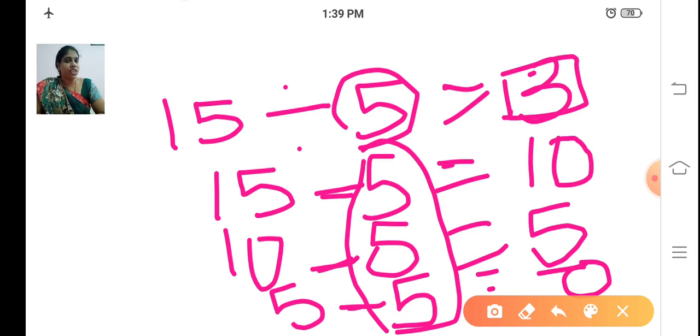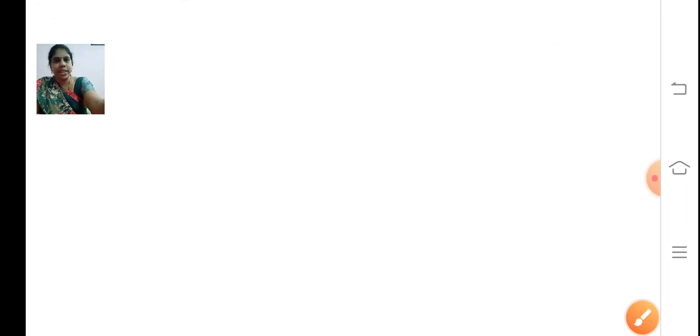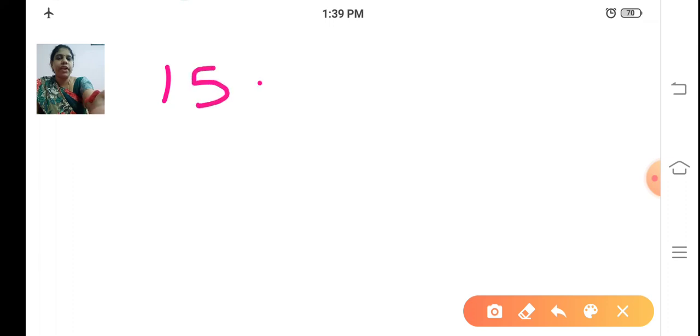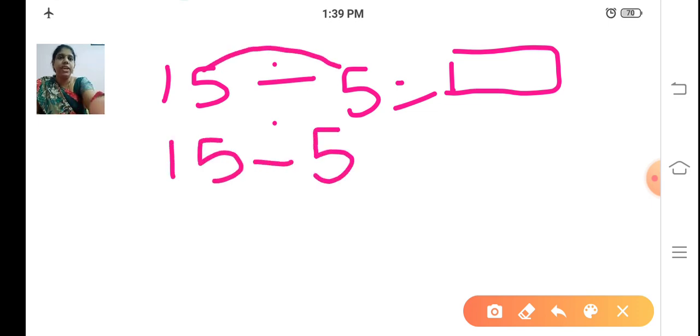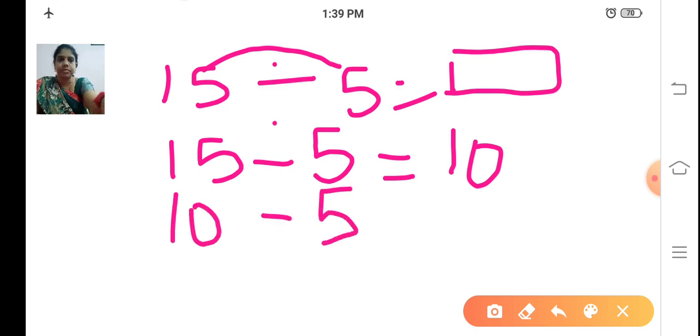This is division by repeated subtraction. I will repeat it one more time. So 15 divided by 5. How will you find out the answer by the repeated subtraction method? First subtract these two. 15 minus 5. We are going to subtract till we reach number 0. So 15 minus 5 is 10. Again from this 10 subtract 5 more. So 10 minus 5 is 5.